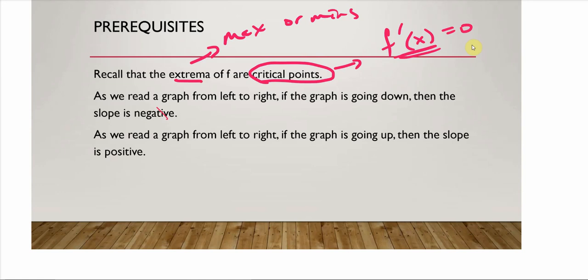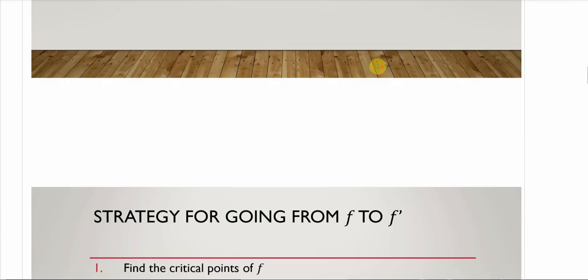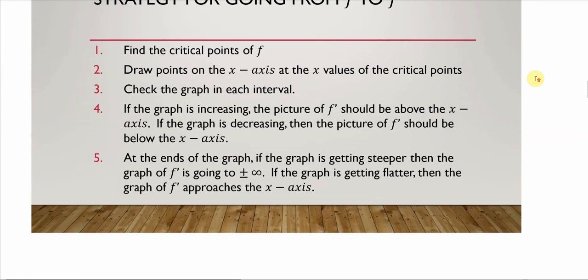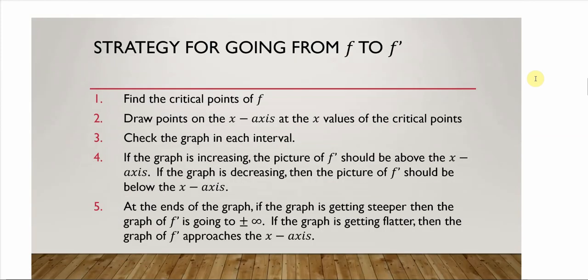You also need to know that as we read a graph from left to right, if it goes down, we say that the function is decreasing. As I read it from left to right and it's going up, we say that the function is increasing. So this is decreasing, which means that f prime is less than 0. That's defined in another video. And this one is increasing, or f prime is greater than 0. So these three things you have to understand in order to sketch the picture of f prime if I give you f. So what's the strategy?